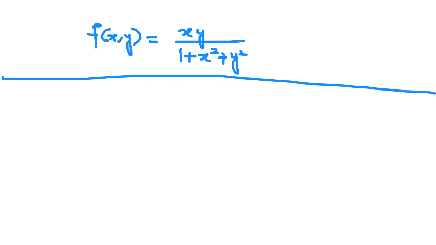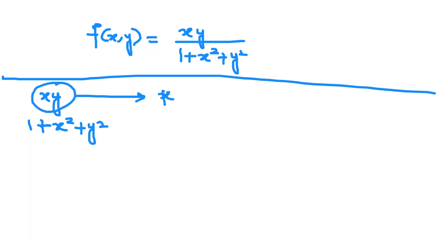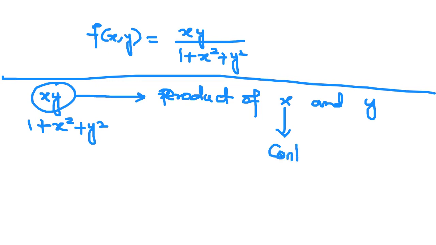Okay, this is the quotient. Quotient means that there are two functions. One function is xy, and another function is 1 plus x square plus y square. See this one: this is the product of x and y. X is continuous, y is continuous. It means the product is also continuous. So the numerator is continuous.